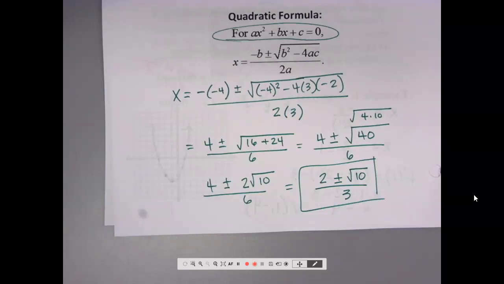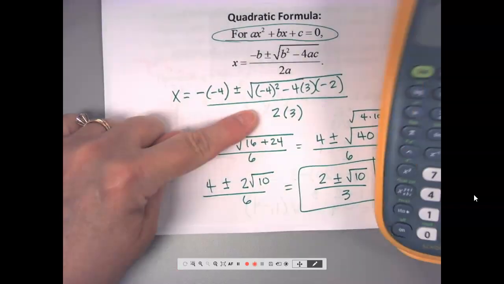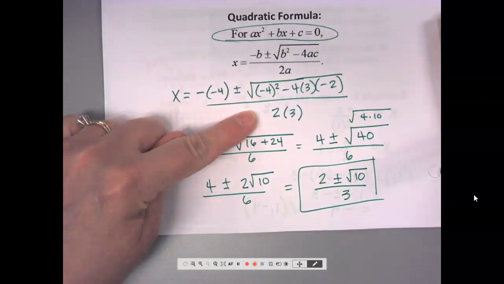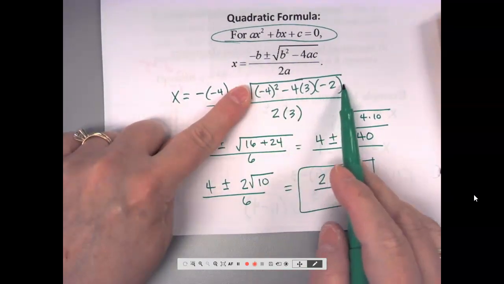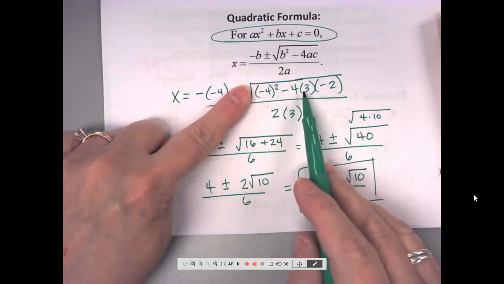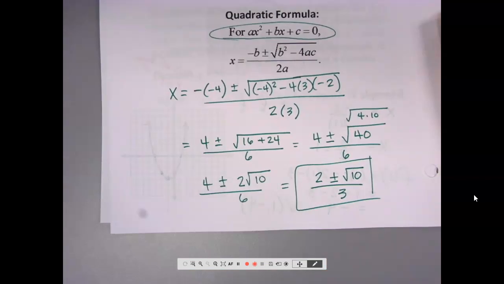This is what I don't advise. A lot of times people will set that up and then they grab their calculator. Please don't do that. Grab your calculator only to figure out this number underneath the radical to find the 40 and then simplify. Okay? Any questions on that one?